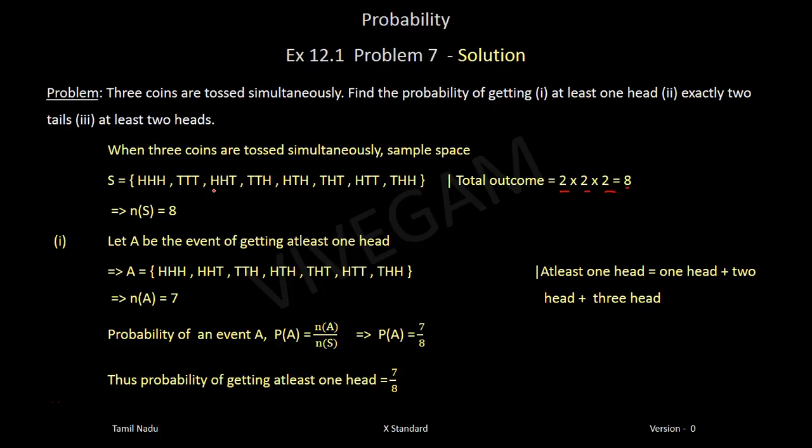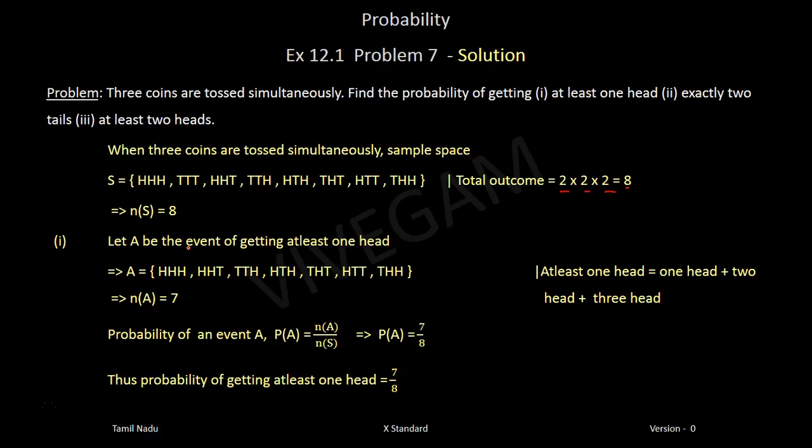Actually, to get this, it's easier to do through a tree diagram. I'll show it in the next version. So the outcomes are HHH, TTT, then HHT, TTH, HTH, THT, HTT, THH. So N of S is 8. Altogether 8 outcomes are there. 1, 2, 3, 4, 5, 6, 7, 8. So there are 8 outcomes.